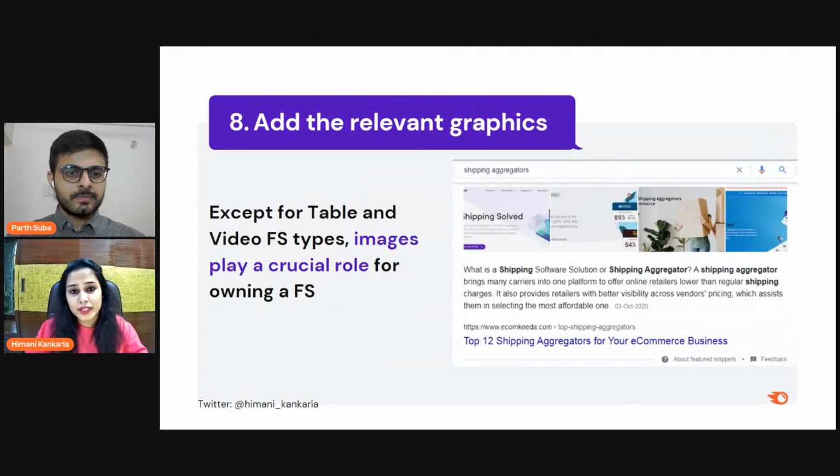Next is adding the relevant graphics. Yes, I always prefer having some kind of media in a content. So you might also have noticed, while doing a keyword ranking report or maybe just doing competitive analysis, that featured snippets would either have one graphic or maybe multiple ones, like this one that we have on our content. Right. So except for table and video featured snippet types, images play a crucial role in owning a featured snippet. So I recommend please have relevant media and graphics supporting your content.